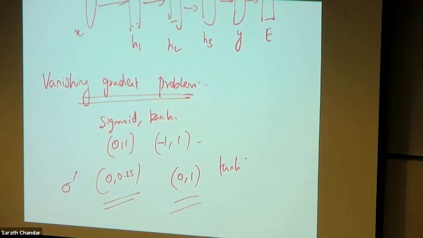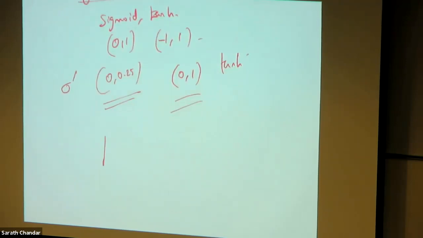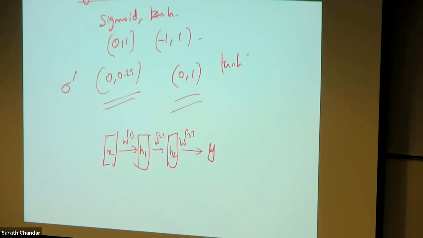Okay, so which means, let's see that through the picture. So this is my x. I pass it through W1 to get H1. I pass it through W2 to get H2. I pass it through W3 to get, let's say, Y, for example, and then there is error.